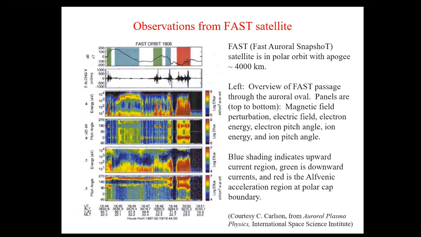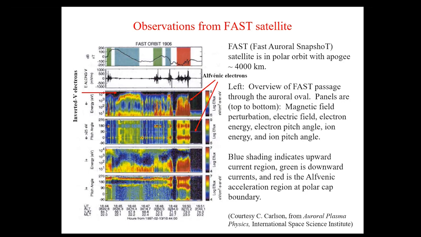I thought I would start with an observation from Earth, which I'm very familiar with. There was a satellite called FAST, which was in a polar orbit with an apogee of about 4,000 kilometers, which is about 70% of an Earth radius. The figure here is a classic passage of FAST through the auroral oval from equatorward to poleward. It's a particularly nice example because it shows a number of the features that we see in the aurora. First of all, over here we see these inverted V electrons, the monoenergetic electrons, which are generally attributed to quasi-static potential drops.